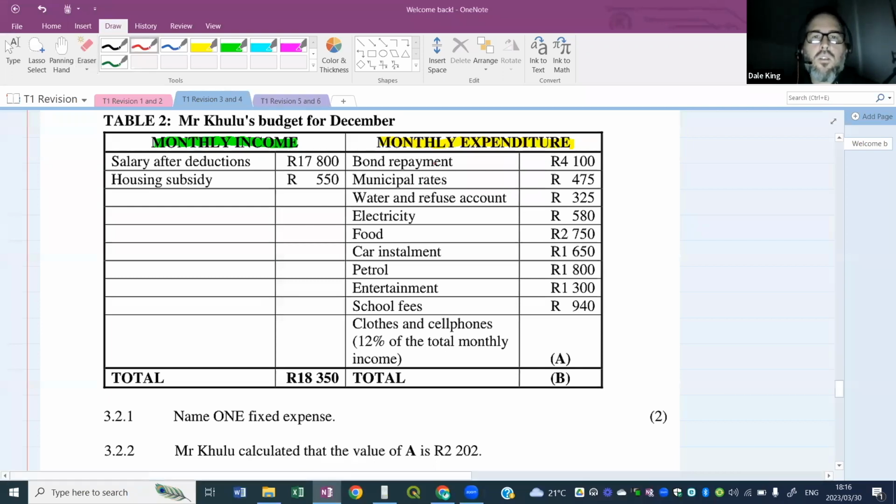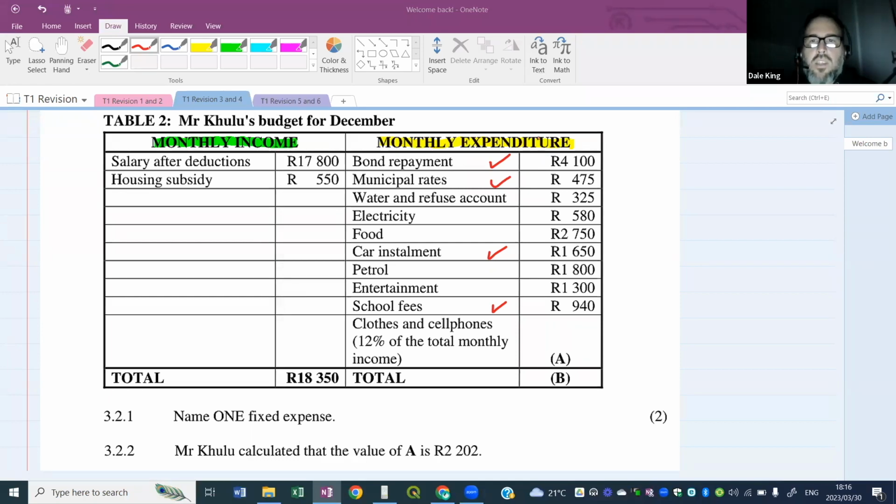Let me tick the ones that are fixed here. So a bond, you said, a car installment is fixed. School fees is fixed. Okay, municipal rates is fixed. Good, that'll be fixed. All right, water and refuse rate. Okay, let's talk about the water and refuse and electricity.